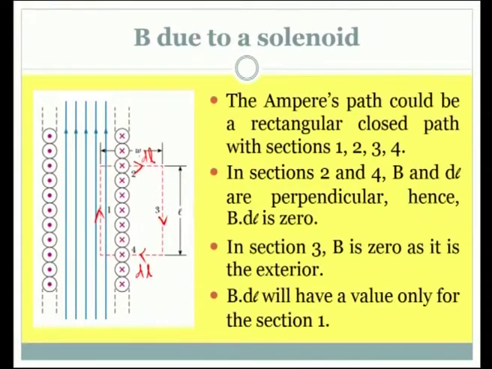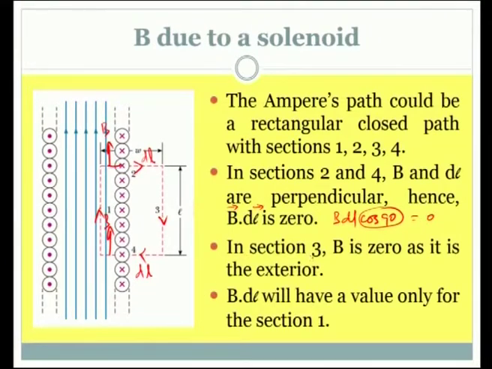So, this is dl, and this is the direction of B here, and here this is the direction of B, and dl. They are perpendicular to each other. So, what is B dot dl? It is 0, because B and dl are vectors perpendicular to each other, so the dot product will become 0. Why is it so? It is B dl cos 90. Cos 90 is 0, so the entire term becomes 0.